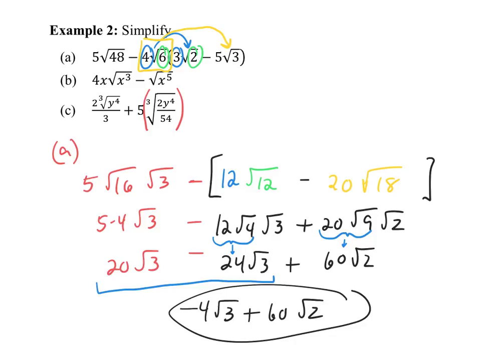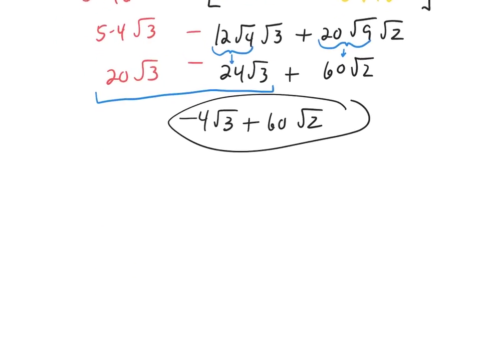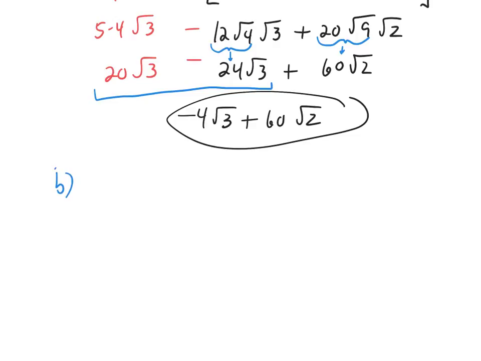How about part B? Let's see. I'm going to copy it down a little bit lower here. Part B says 4x times the square root of x cubed minus the square root of x to the 5th. Now, I'm not going to lead you astray, most likely. I'm not going to set up a problem that doesn't work. So although this looks complicated at first glance, it's pretty important to recognize that it's probably not that bad if you actually just break it down.